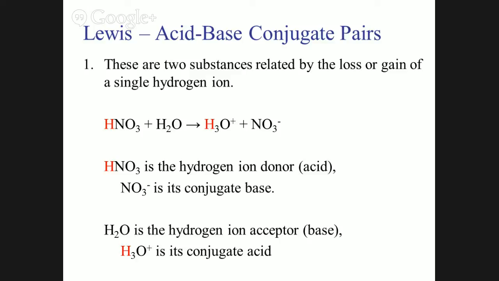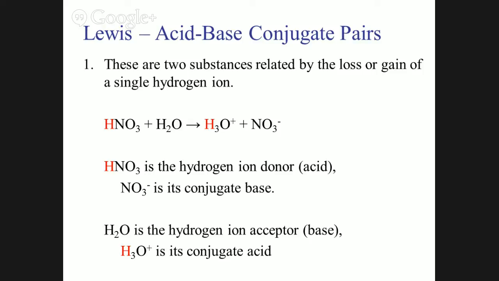Okay, basically, as you can kind of see, these go together. We tend to always find things in pairs. And so we have what are the Lewis acid-base conjugate pairs. And basically, the idea is if something is donating a hydrogen, therefore an acid, something else has to be receiving the hydrogen, and therefore you have a base. And so there's always two substances related by the loss or gain of that hydrogen ion.